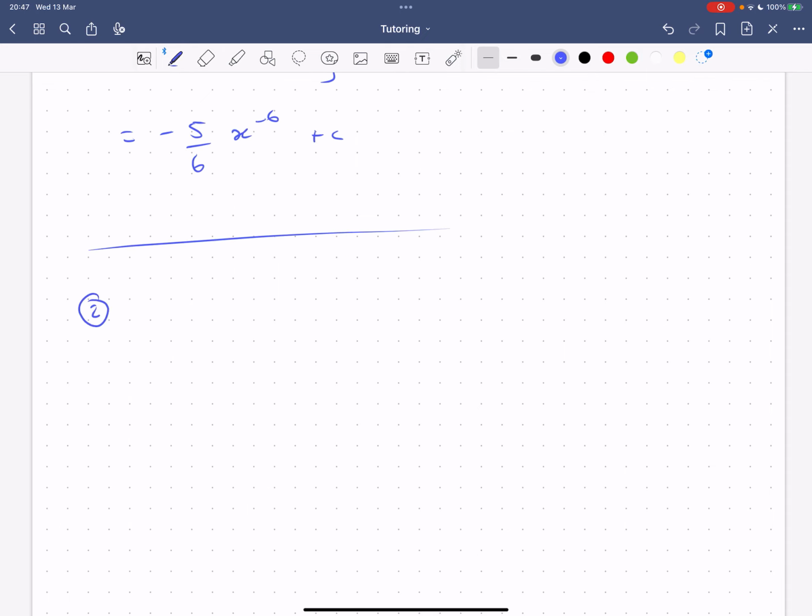Let's say number 3, I think this is. Let's say I had the function x e to the x. And I wanted to know how to differentiate something like that. So part 1, let's differentiate x e to the x.